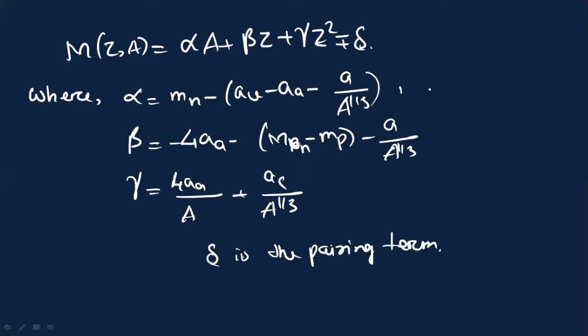All right. So these are the values of alpha, beta, and gamma in this formula. Now you see delta is the pairing term. We know that delta is equal to 0 or delta is not equal to 0. Right. Now we will see for that. One thing I would like to say here: when we draw a curve between the mass and Z, we will get a parabola. This is for sure. And the number of parabolas we get, that many stable isobars we will have. All right. Now we will see the first case when delta is equal to 0.